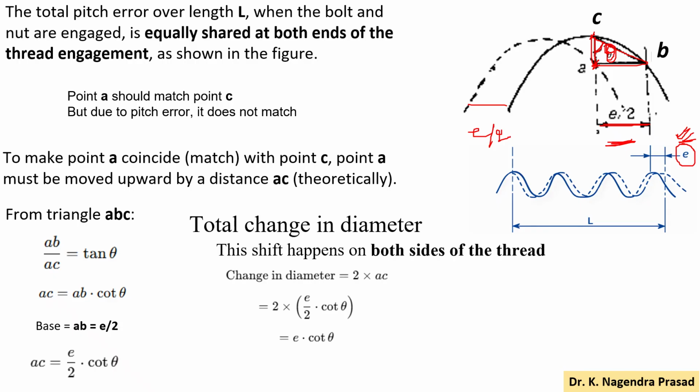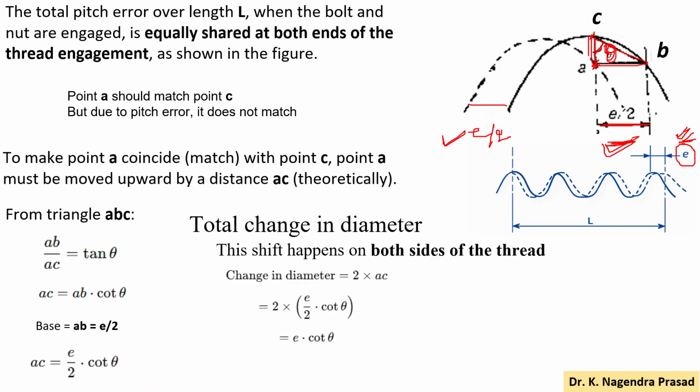This shift happens on both sides of the thread, due to this strain as well as due to this strain. Then the total change in diameter will become 2 into AC.